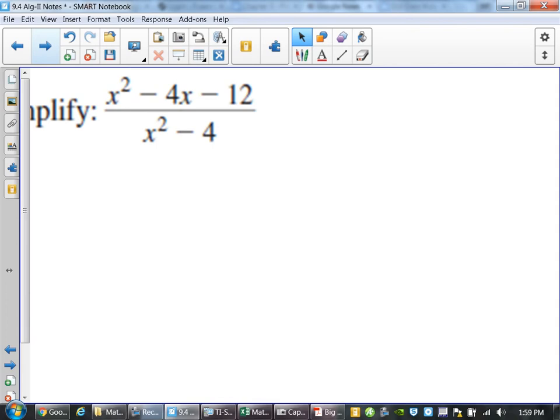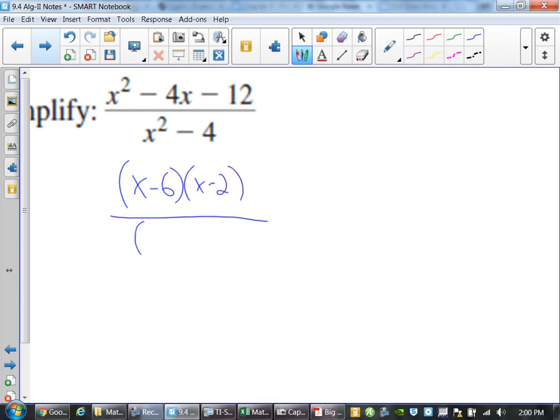So what I'm going to do is, what times what's negative 12, and you add together to get negative 4? Negative 6 and 2. So I get terms of x minus 6, x minus 2, divided by x minus 2, x plus 2.